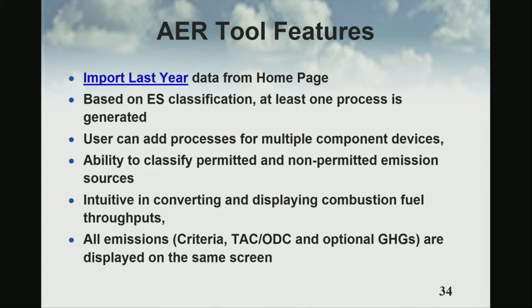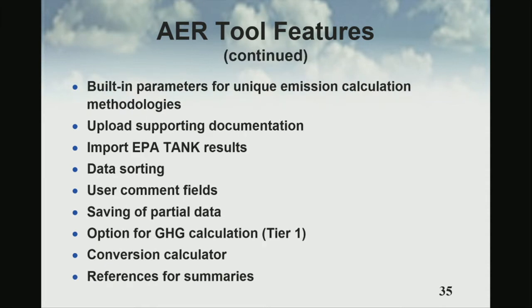Also, it allows you to categorize your equipment as permitted versus non-permitted, and it allows you to see the total emission numbers for permitted and non-permitted devices. It's intuitive. It does some unit conversion for you, so you don't have to do those calculations outside of the tool. Also, in one snapshot, you're going to see all your criteria, toxic, and greenhouse gas emissions. As I indicated, it also has some of our default emission factors built in, so you can select those.